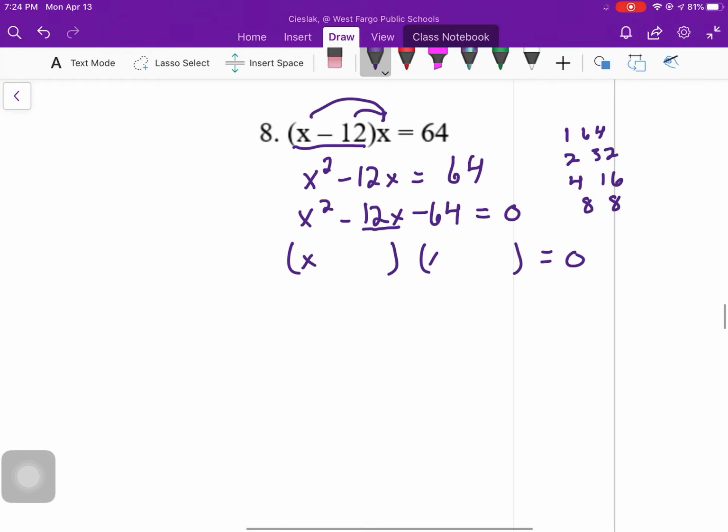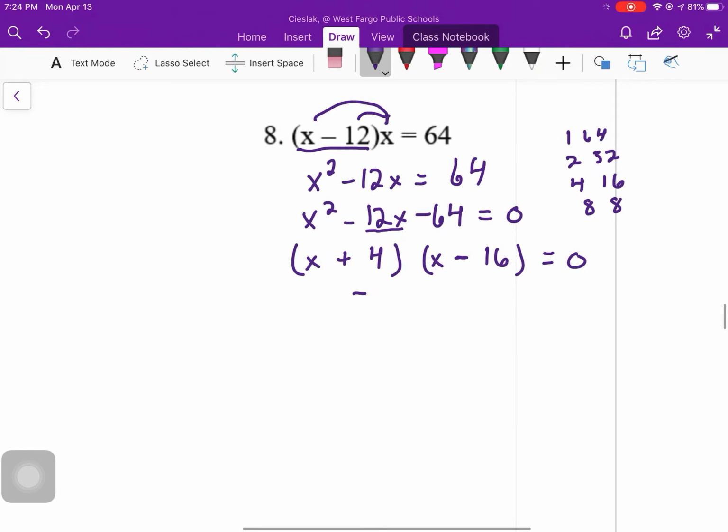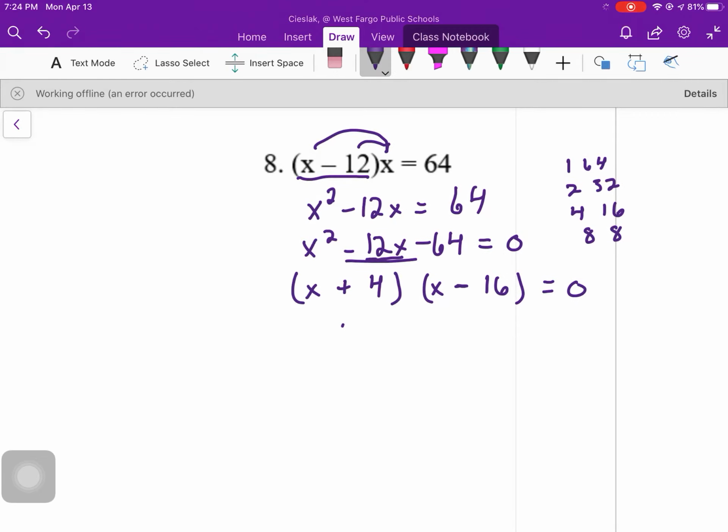So if I went x and x and I were to put a 4 and a 16 in here, and I need it to be a negative 12, that would mean 16's got to be negative, and this has got to be positive. Because again, my outside would give me minus 16x. Inside would give me plus 4x, which is what we want, minus 12x. Okay, so that's always a good way to check. Again, you would set them both equal to 0. We get two answers here, x equals negative 4 and x is equal to 16.